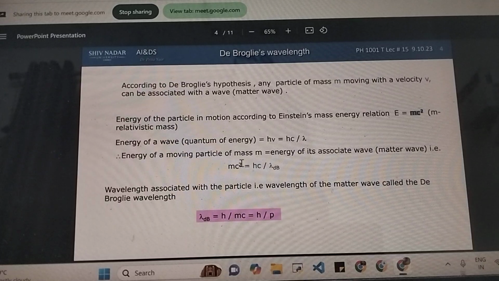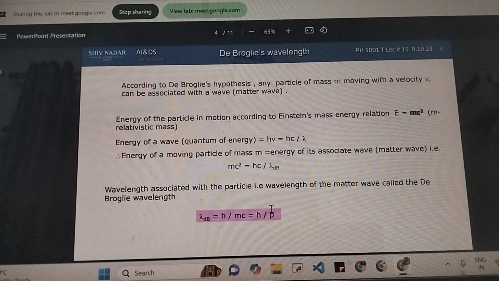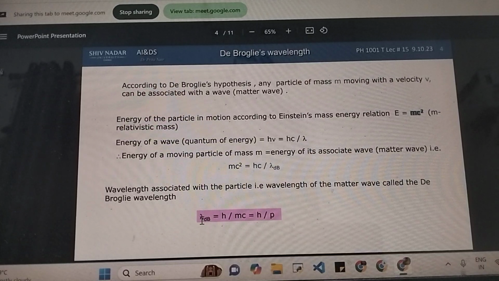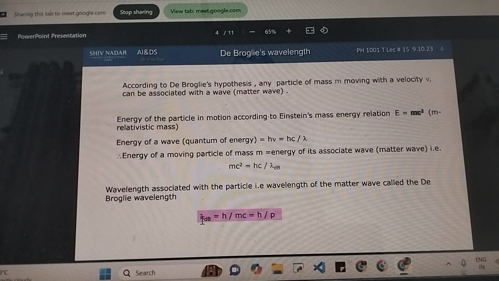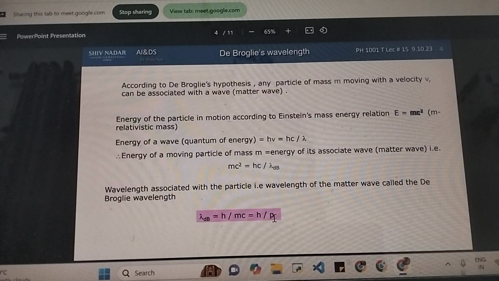So when we equate, one c term on either side will get cut. So you have mc equals h by lambda, or lambda equals h by mc, which is h by p. This lambda is called the de Broglie wavelength. And what is p? p is momentum, the product of mass and velocity.